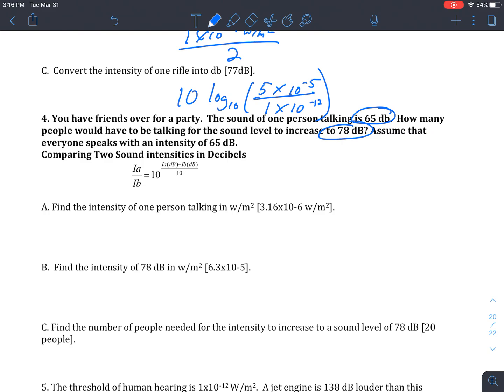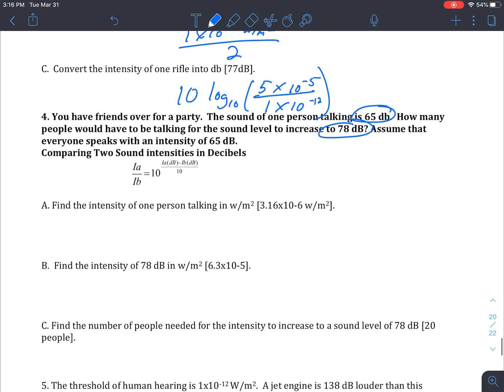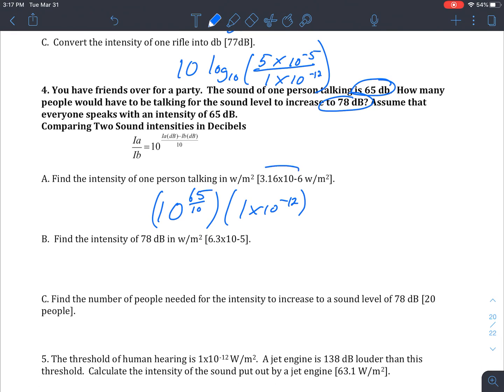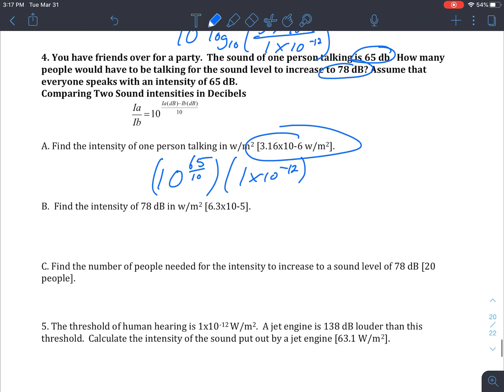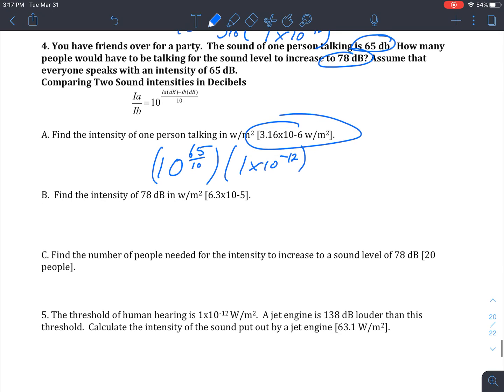So we have the one person, and we have it in decibels. So we need to convert that to our linear scale because we want to see how many people. So it's 65 or 6.5. And we got our answer, hopefully, that's here. And that should be 10 to the negative 6. It's a little bit of a formatting mistake. I don't know what happened when I converted the files.